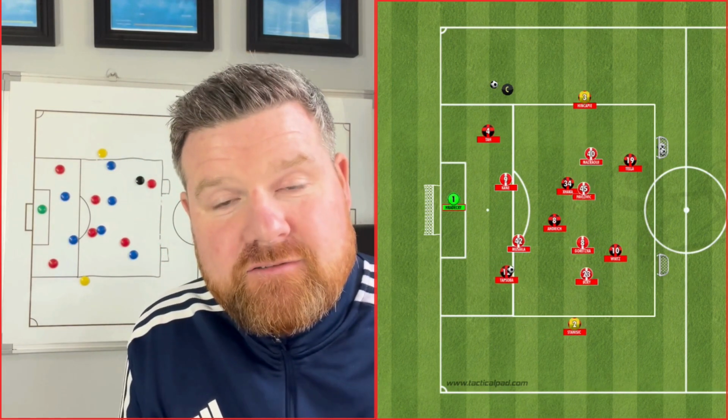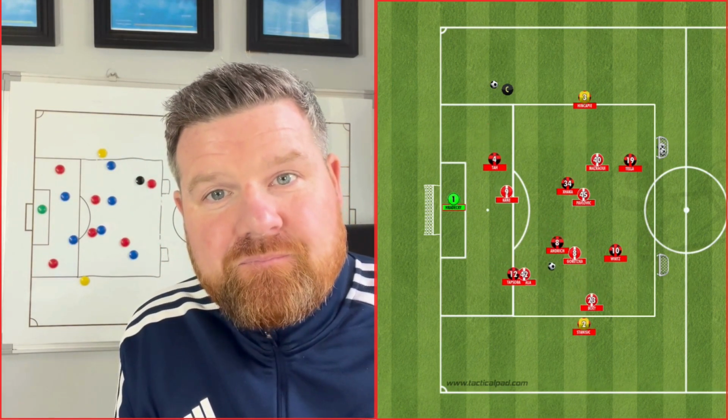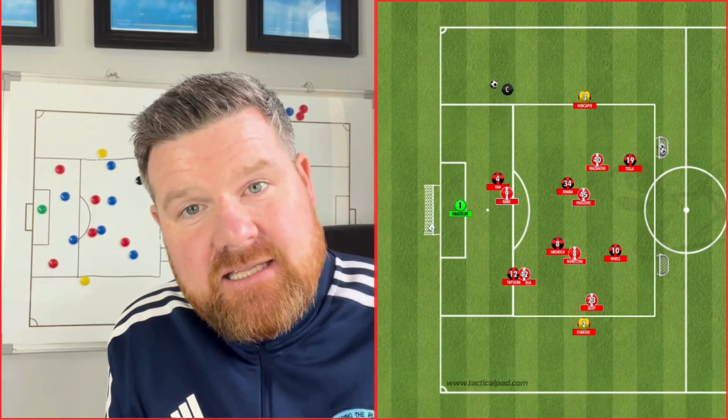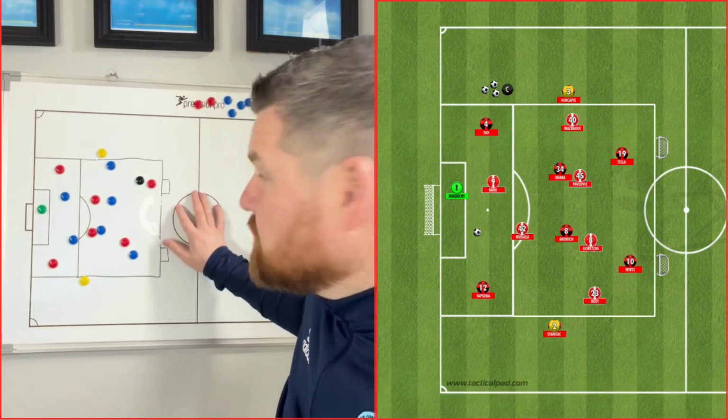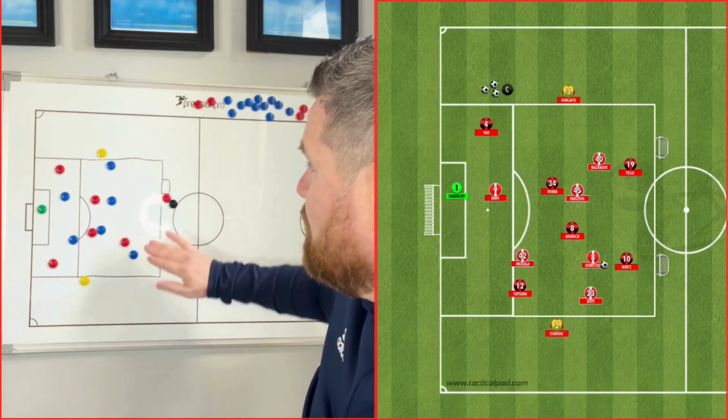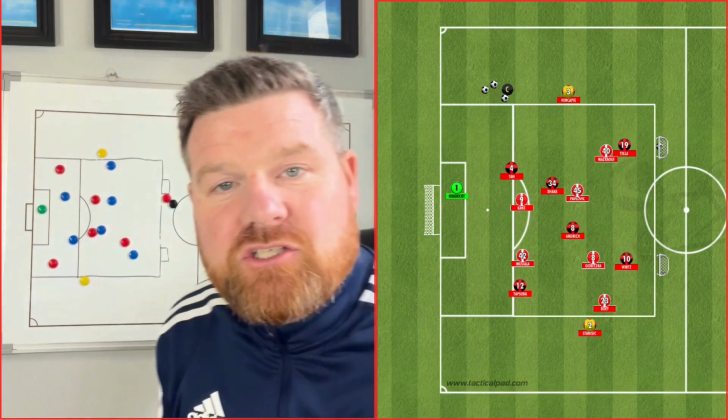So that's the session. I hope you enjoy it, and our next tactical analysis will be on this part of the pitch. So what happens when they do turn out and they do play? We're going to look at this part of the pitch in our next one.